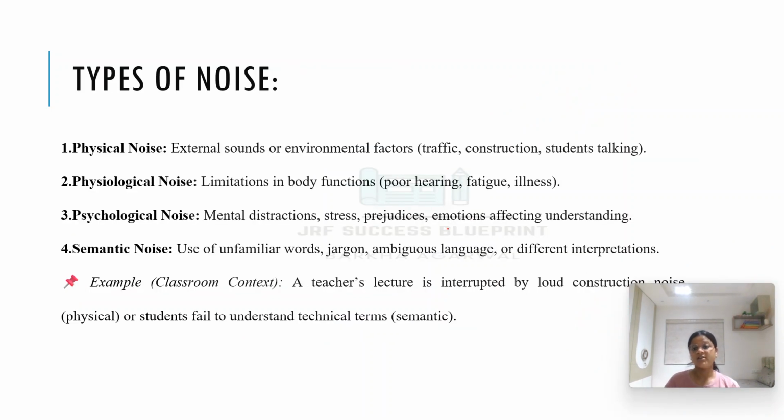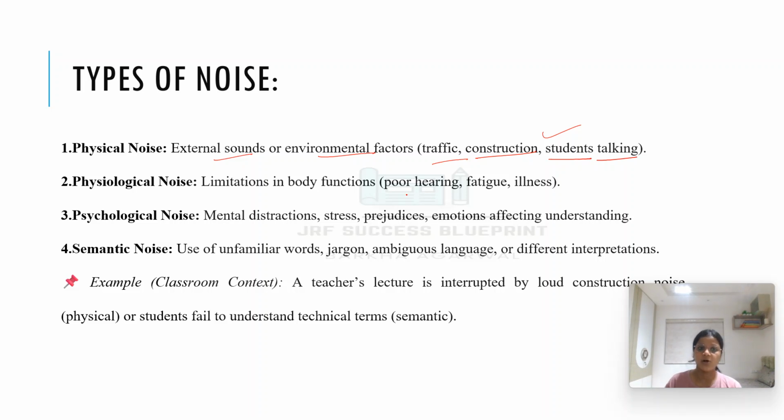Moving forward, what are the types of noise? Number one is physical noise: external sounds or environmental factors. Examples: traffic, construction, students talking. You are talking over a phone and you are on a busy road and there is a continuous horn, paw, paw, paw. That is a physical noise. Am I correct? So your talk is getting disturbed, your communication is getting disturbed.